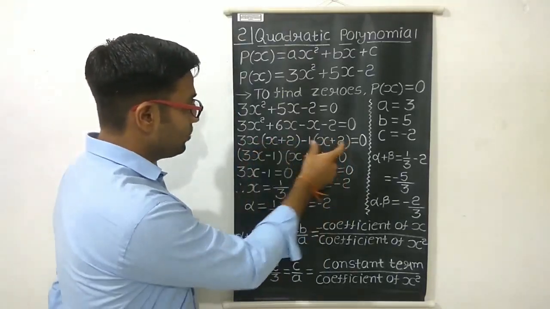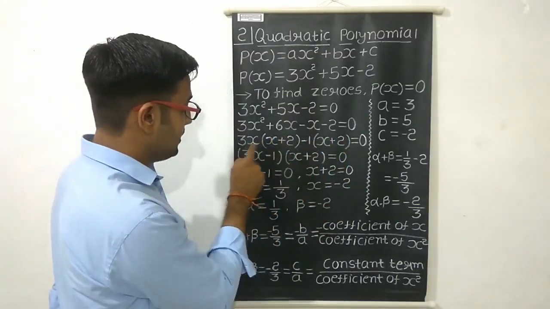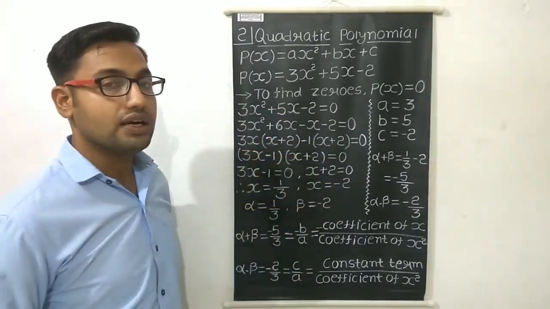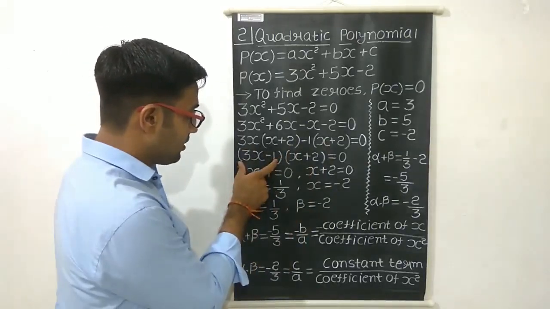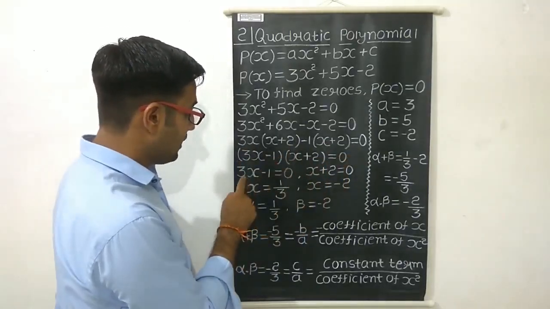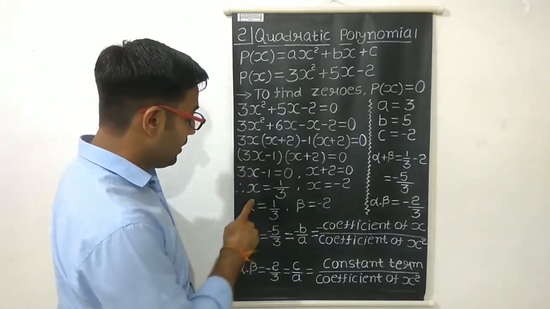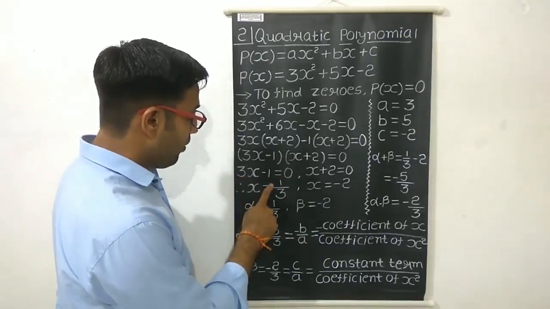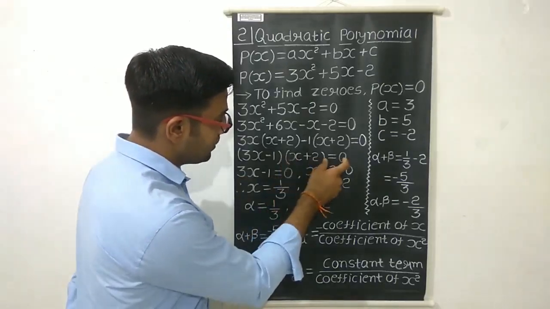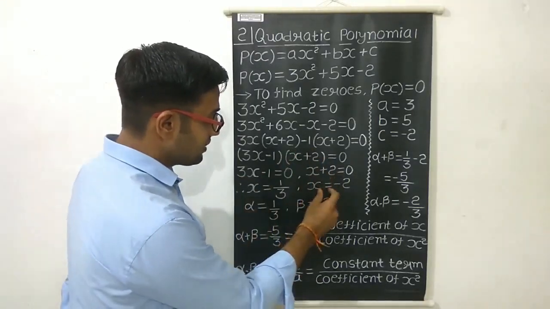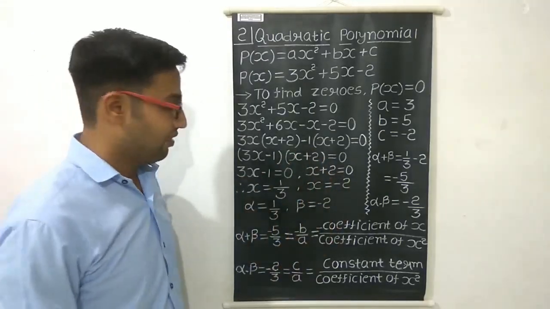So x plus 2 is common. What will remain is 3x minus 1 in another bracket is equal to 0. Now by comparing this term with 0, what will we get? 3x minus 1 is equal to 0, so x is equal to plus 1 upon 3. Again, we will compare this x plus 2 with 0. We will get x is equal to minus 2.